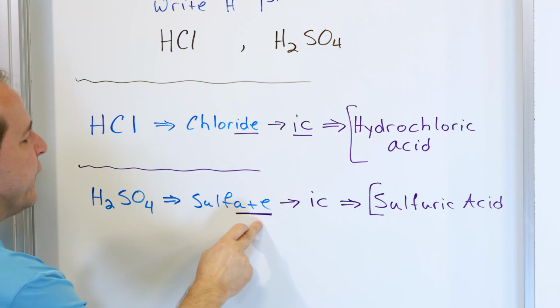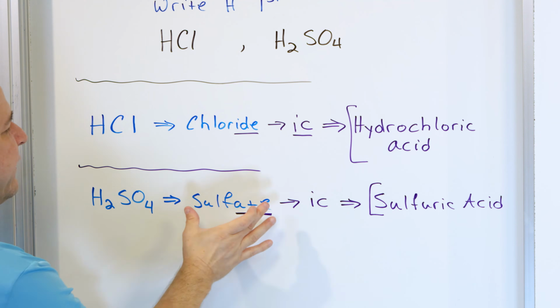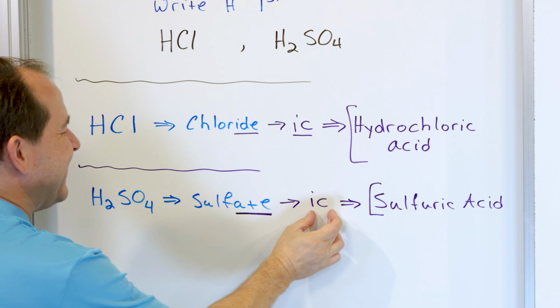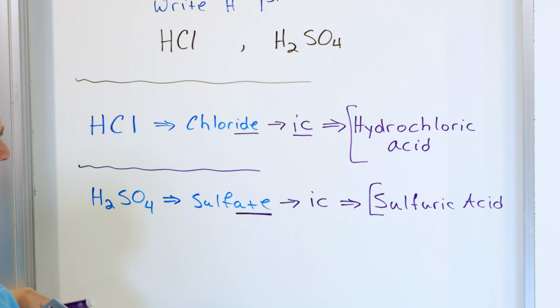In this case, this is a sulfate ion. So you don't do hydro anything, it's just named based on the ion. This becomes IC, sulfuric acid. That's how we name that.